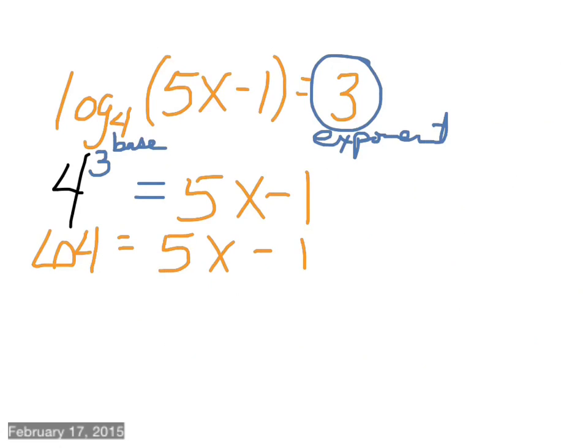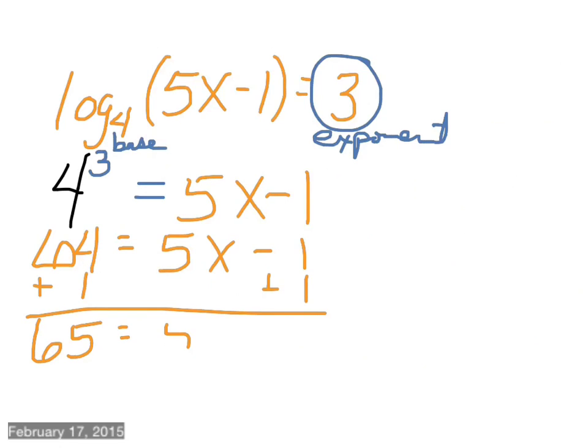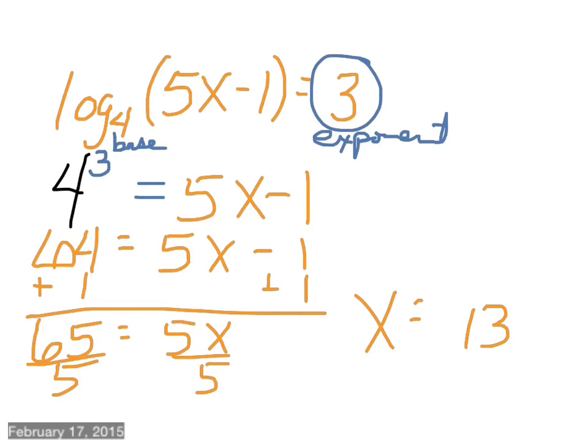Then, how do I solve for x now? Is that ln? No, it's 64. Add 1. That's just a fancy 6. Sorry, Markel. 65 equals 5x. What do I do to get rid of the 5, or solve for x? Divide by 5. And what's 65 divided by 5? 13.